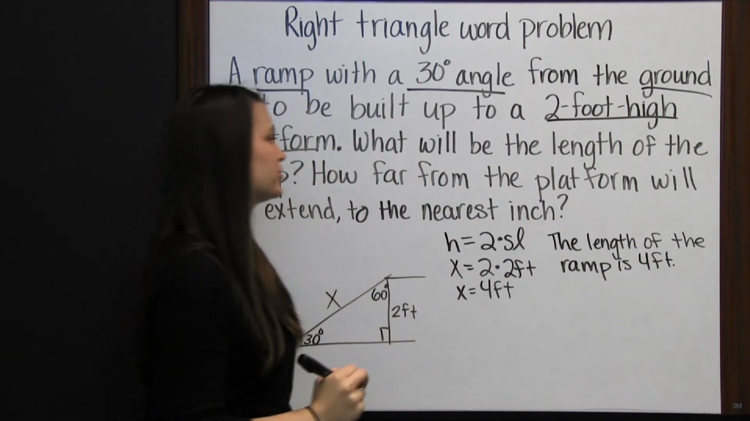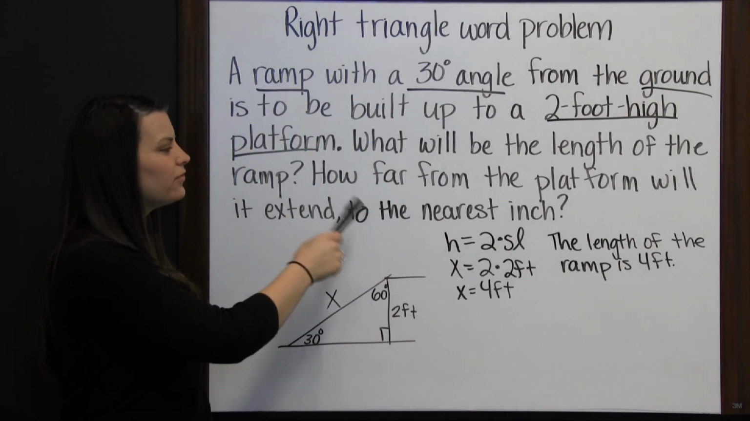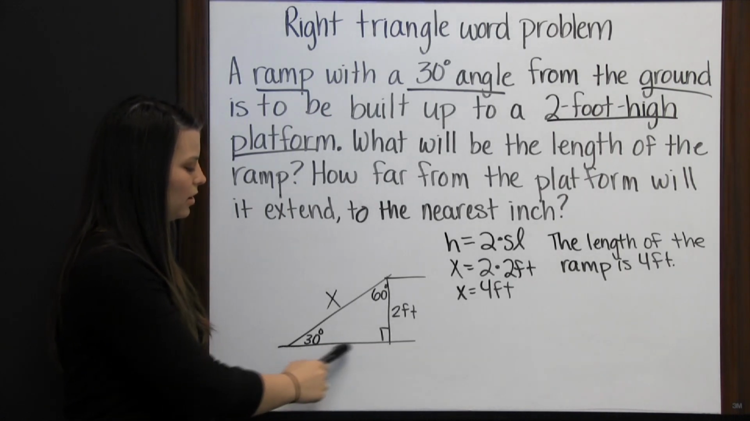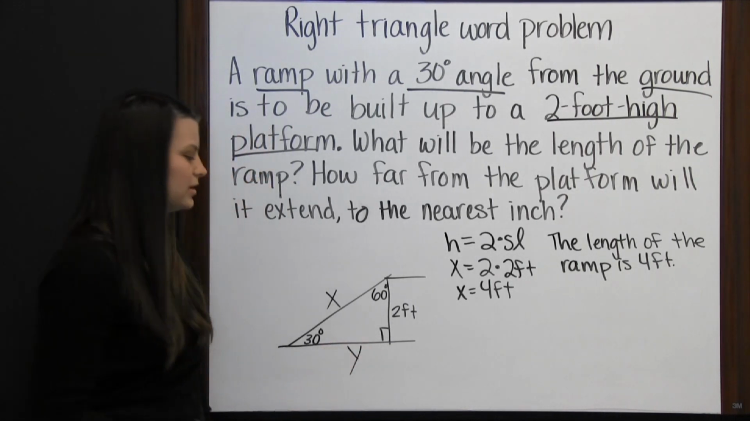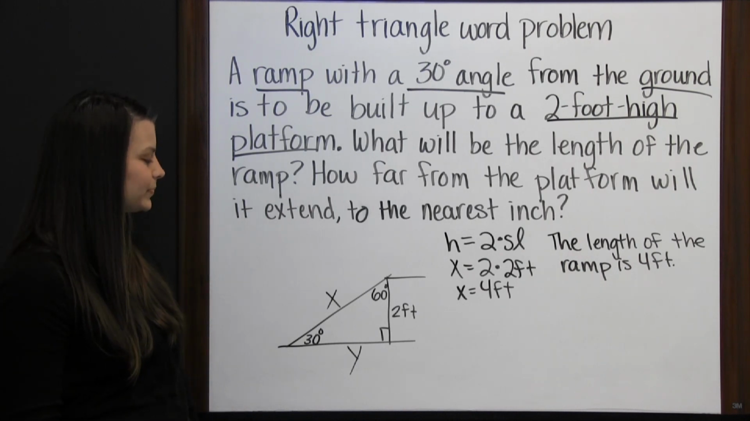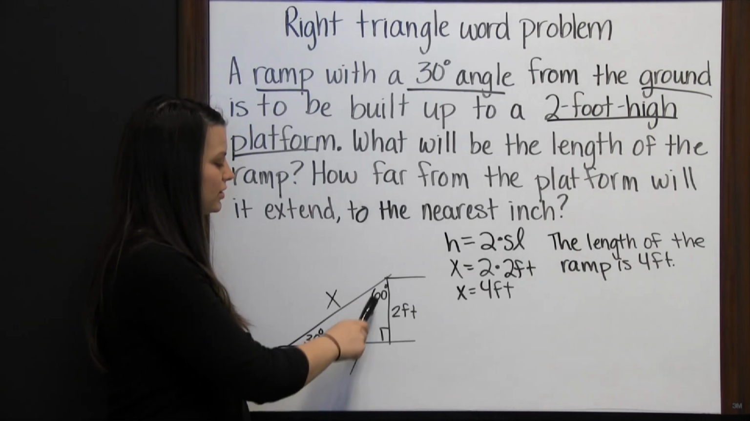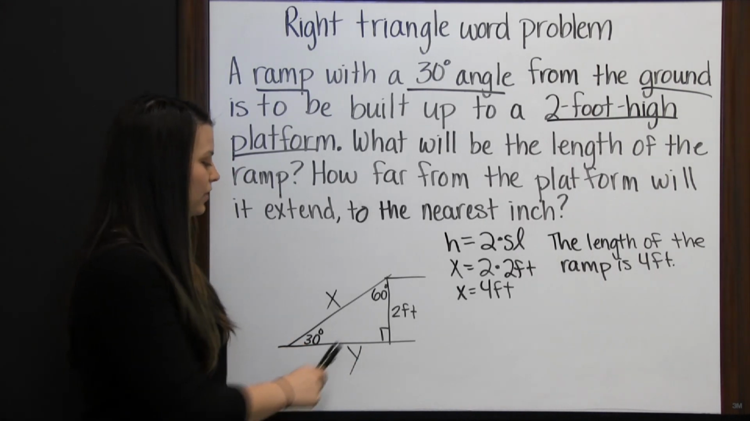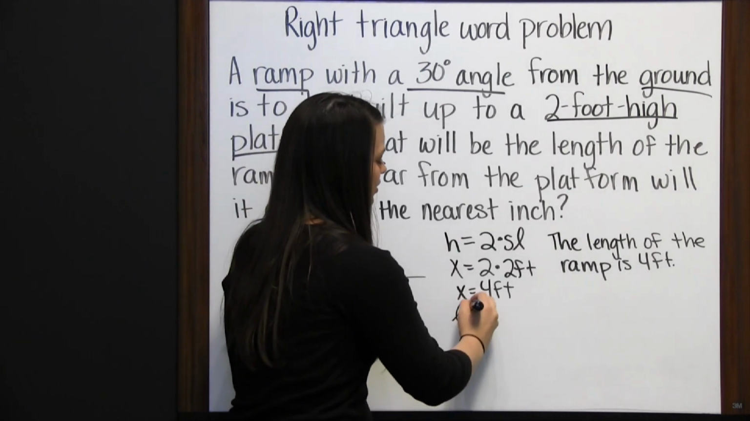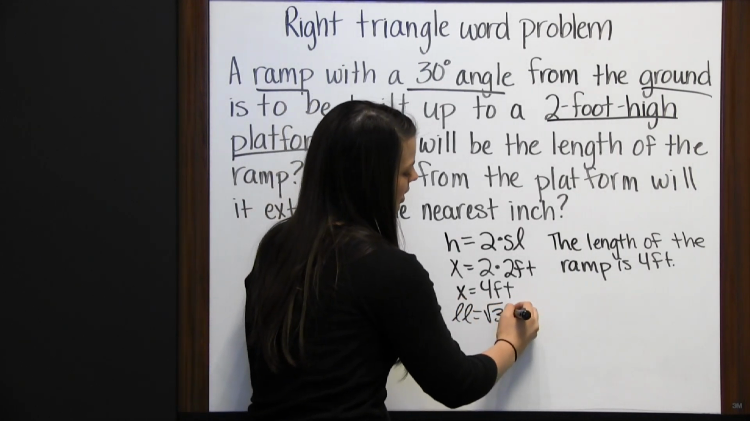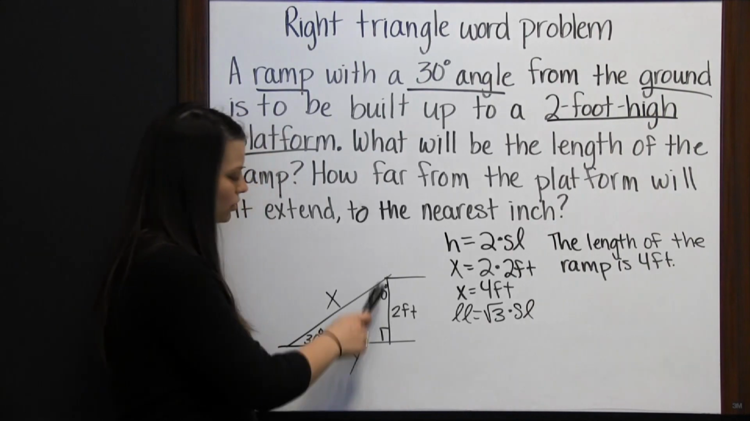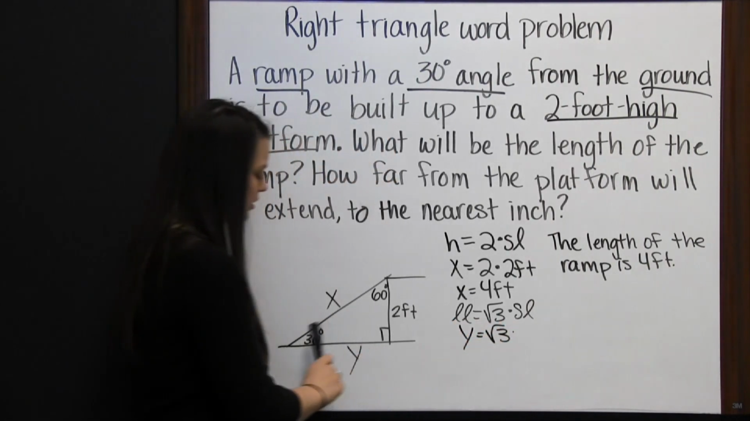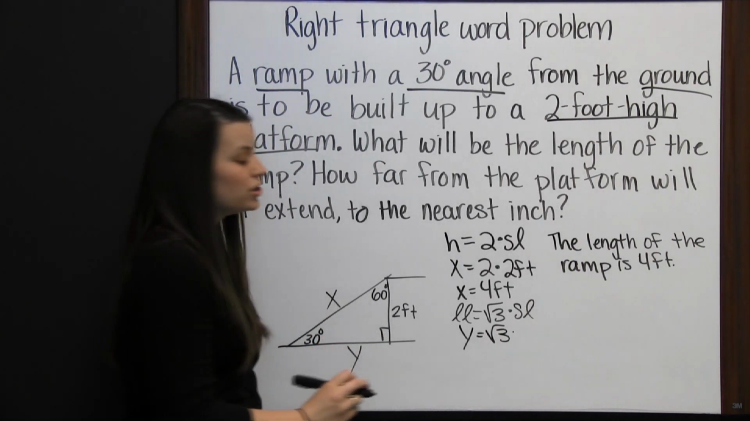So we've answered the first question. Then they asked, how far from the platform will it extend? How far from the platform will the ramp extend? So now they're asking us to find that length. And y is across from our 60-degree angle, so that's our longer leg. And the longer leg of a 30, 60, 90 triangle is the square root of 3 times the shorter leg. Our longer leg, again, is y, equals the square root of 3 times, and our shorter leg is still that 2-foot length.